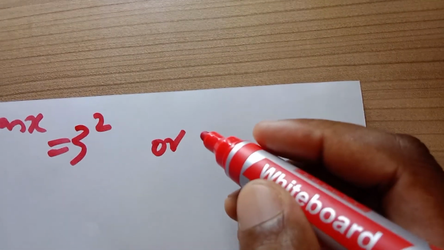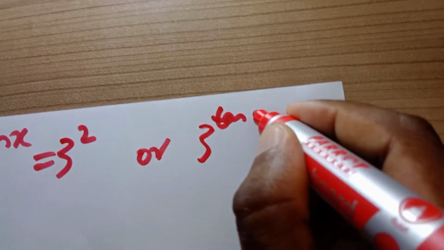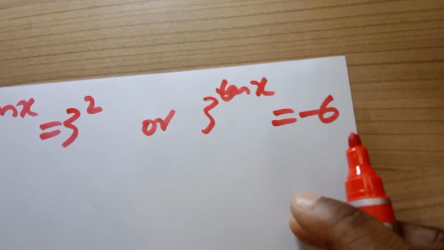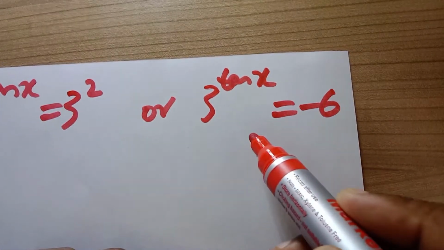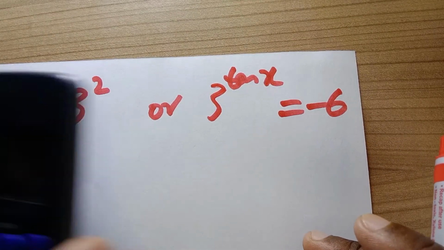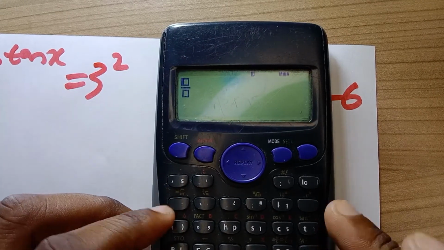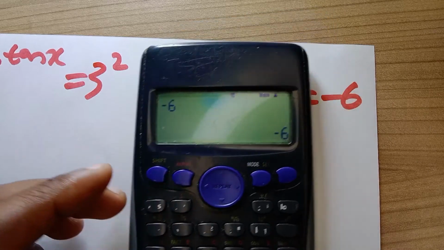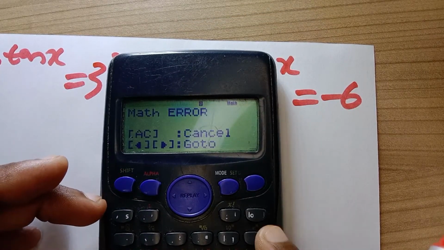Then this side I'm having 3 to the exponent tan x equal to negative 6. With this one, if we can try to express the negative 6, we say negative 6 equals to, then we say shift fact. So what have I done?